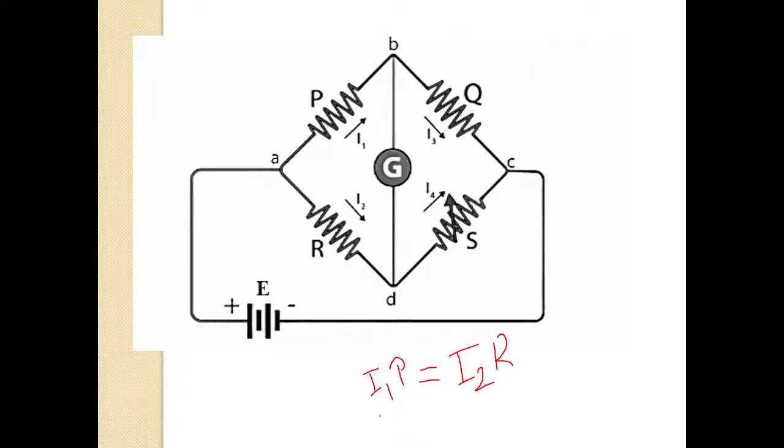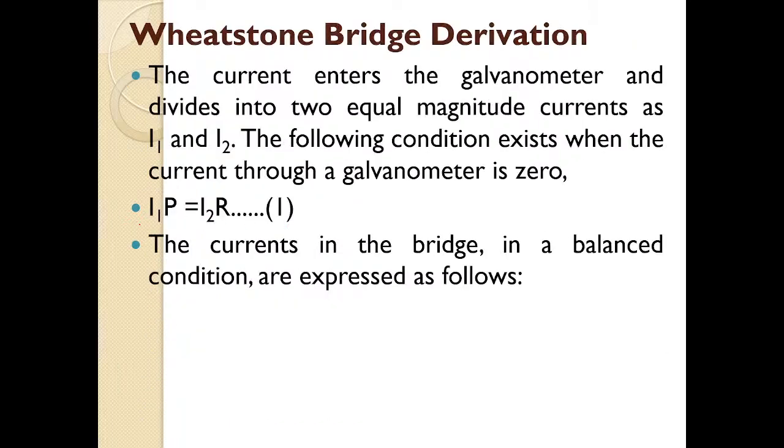Now when the bridge is balanced, when the galvanometer is showing zero deflection, I1P should be equal to I2R. So the voltage in this branch should be equal to the voltage in this branch. It is there in the next slide. You can see I1P should be equal to I2R. Consider it as equation 1.